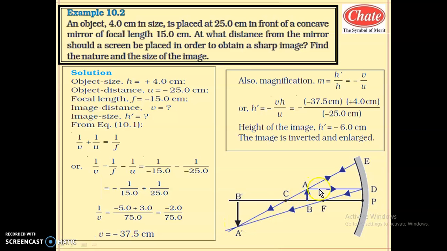So draw the first ray parallel to the principal axis. Its reflected ray passes through the focus. Those are the rules for drawing the rays in case of a concave mirror. And the second ray, which is passing through the center, its reflection will be along the same path. So the intersection of this point A will be A dash, and B will reflect on the same line. So here is the position of the image. So the image will be inverted.